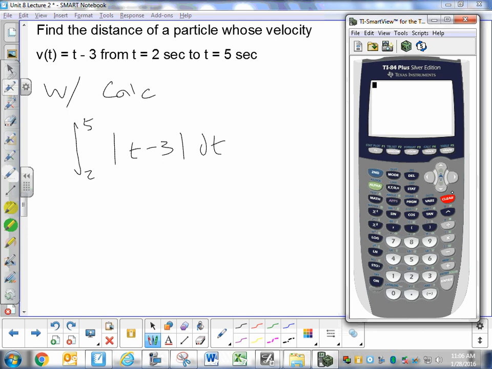Let's recall how to pull up the absolute value symbols. You need to go to math and then over to number, and you see abs. Abs stands for absolute value. So I'd go math 9 from 2 till 5 of math number abs t minus 3 dt.